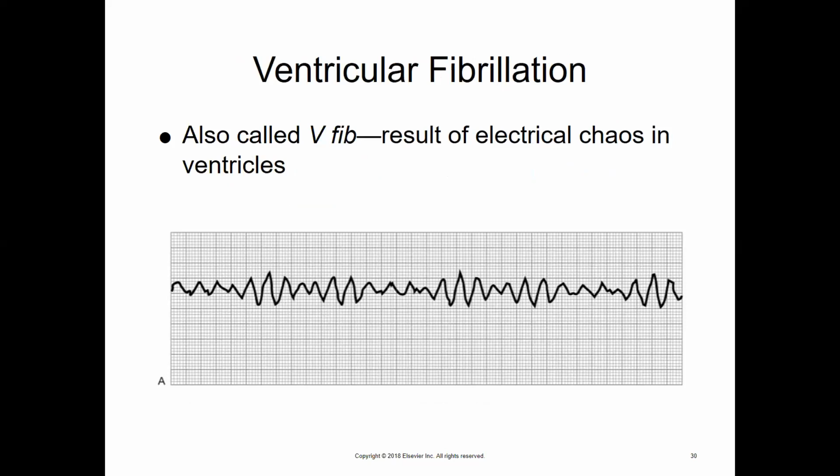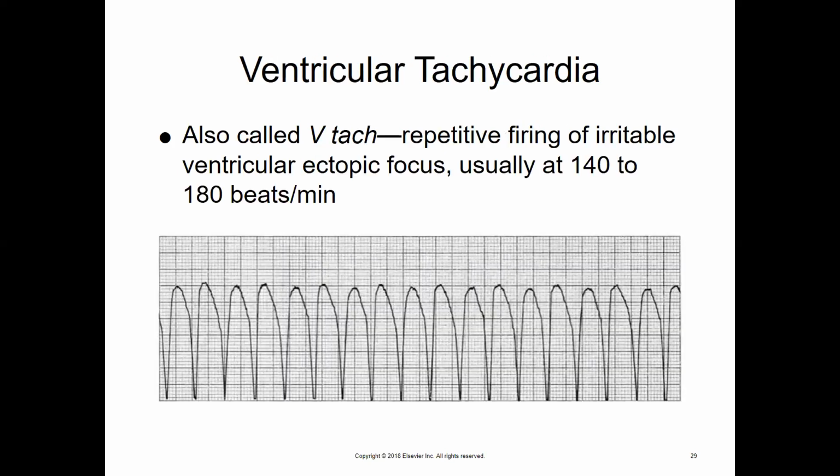Ventricular fibrillation is also called VFib. You'll see it's just a lot of electrical chaos there. It's life-threatening. The ventricles just quiver. There's no cardiac output. There's no pulse. So therefore you don't have any perfusion. Very rapidly fatal if it's not ended within 3 to 5 minutes.